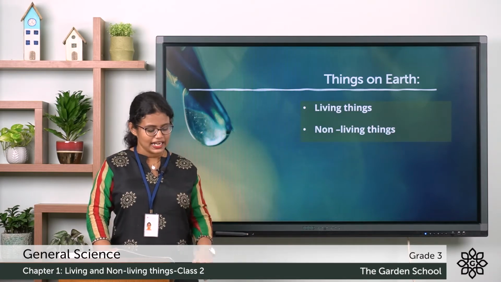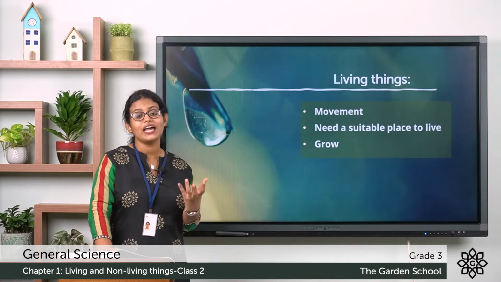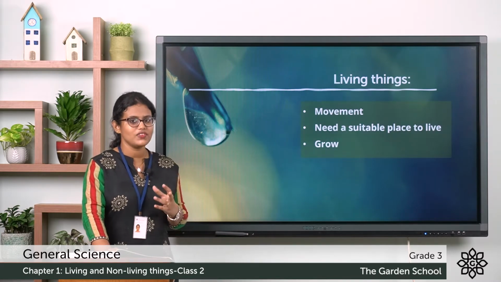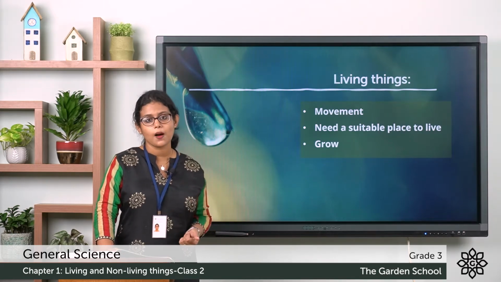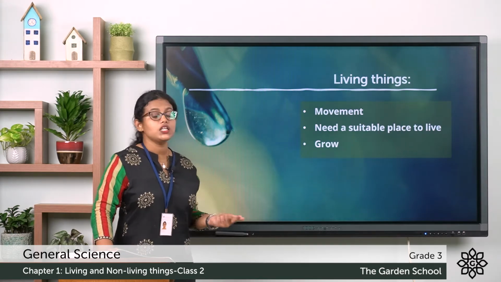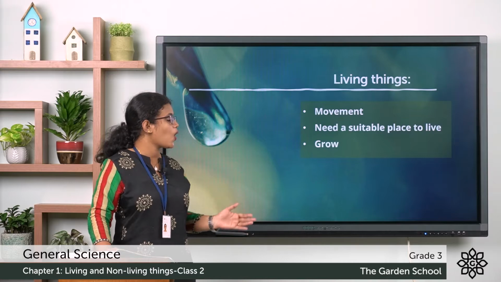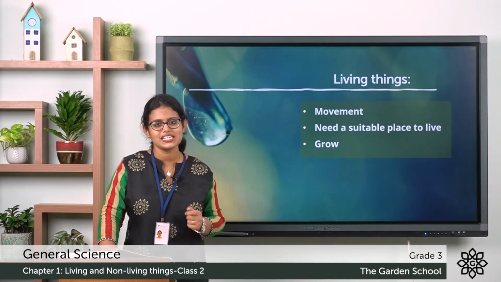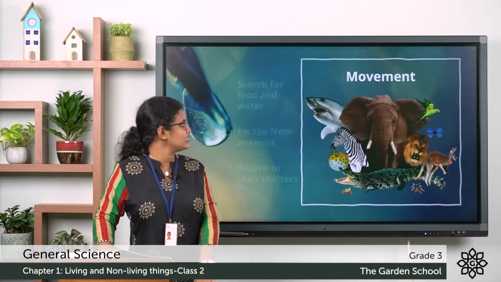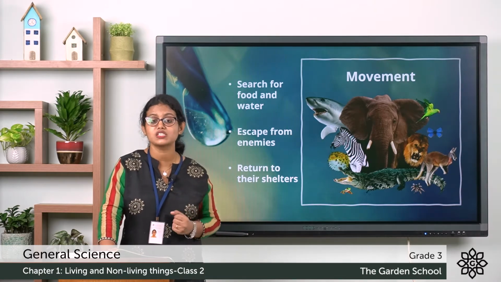So, today let's learn about some of the other features of living things. Today we are going to discuss movement. All living things move. Then, they need a suitable place to live. All living things need a particular place to live. Then, all living things grow. So, this is what we are going to discuss today. Moving to the first one, movement. All living things move.